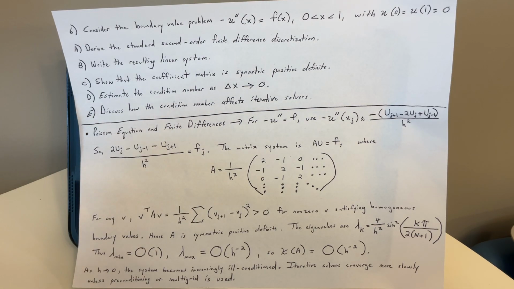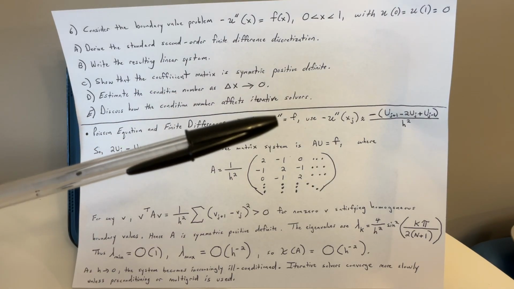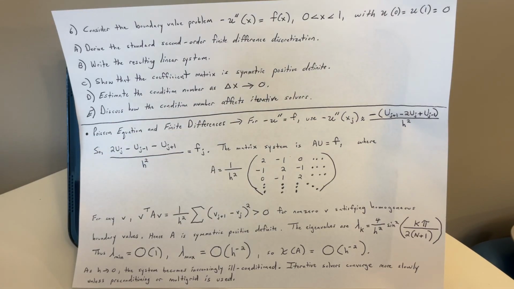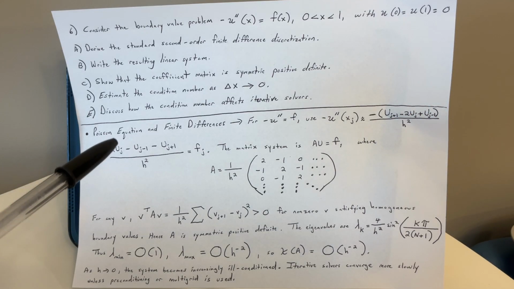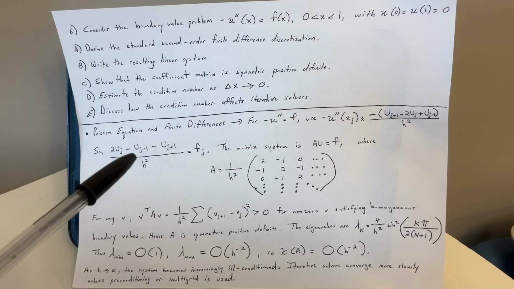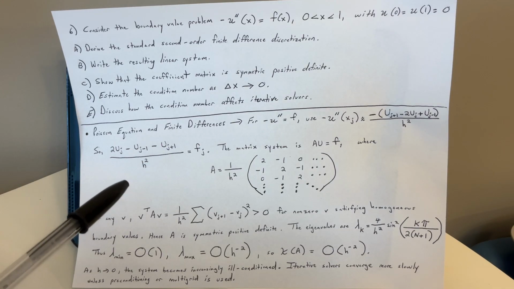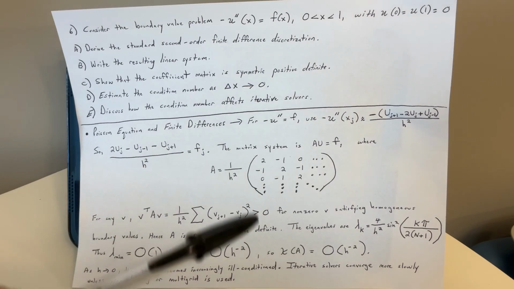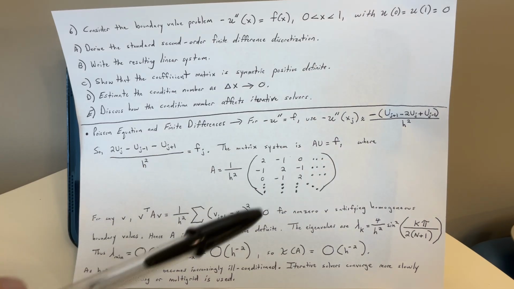So this is a Poisson equation with finite differences. For negative u double prime equals f, we use negative u double prime of x sub j as approximately negative quantity capital U sub j plus 1 minus 2 capital U sub j plus capital U sub j minus 1, that whole numerator over h squared. So 2 capital U sub j minus capital U sub j minus 1 minus capital U sub j plus 1, over h squared, equals f sub j. So the matrix system here is AU equals F, where A equals 1 over h squared times the following entries for the respective rows and columns.